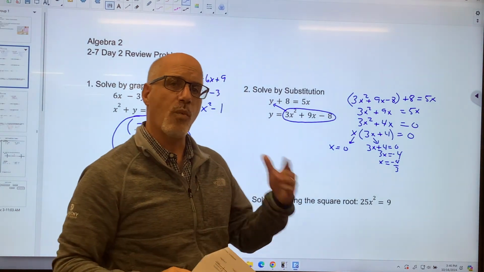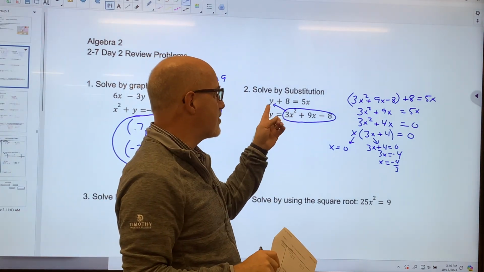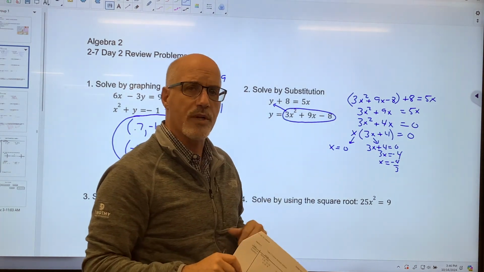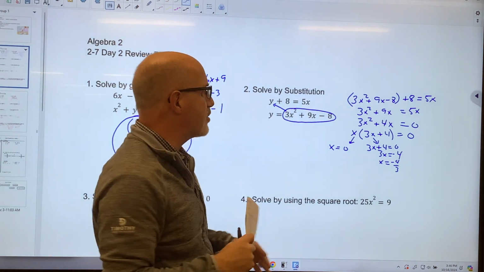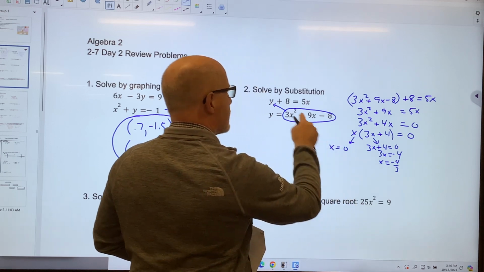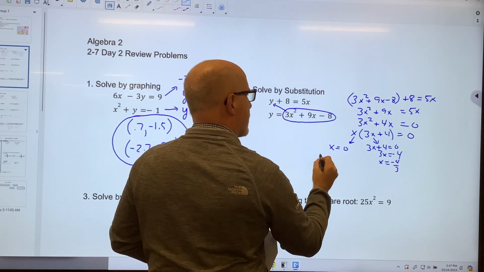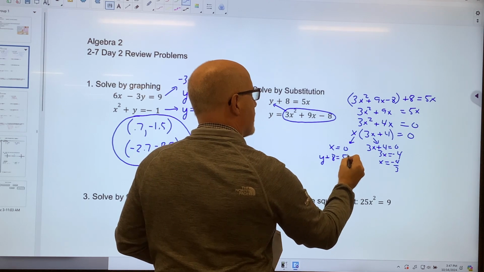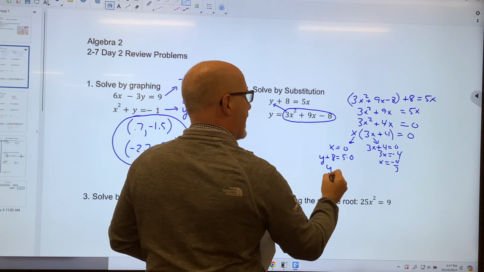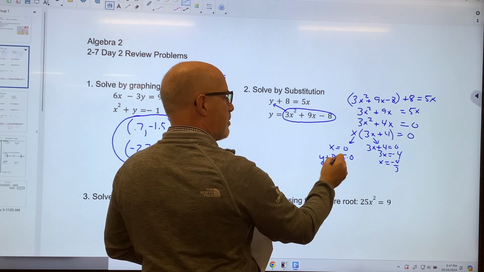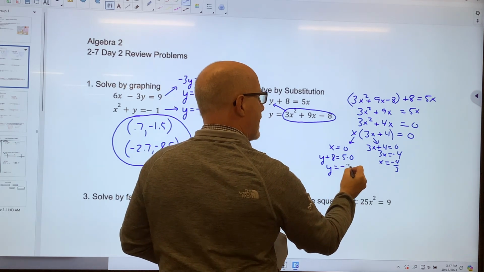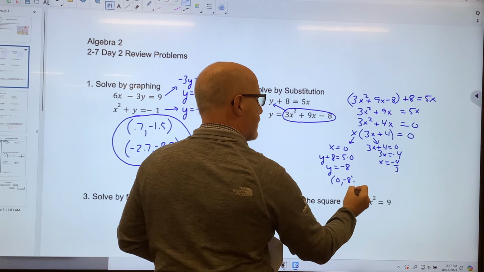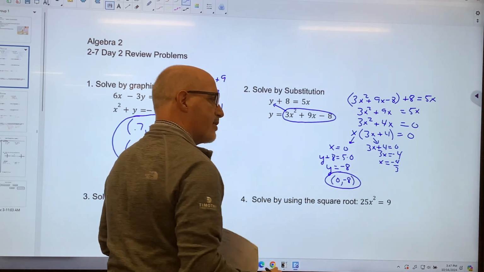I now have to get the y values for my system. So probably best to go back to the linear. You could square them and multiply if you want to, but going back to the linear is probably your best bet. So for this one, I'm going to put in x equal to 0. So y plus 8 equals 5 times 0. So I'm going to subtract 8 because that's y plus 8 equals 0. Subtract 8 and you get y equal to negative 8. So 0, negative 8 is this first point of where they intersect.